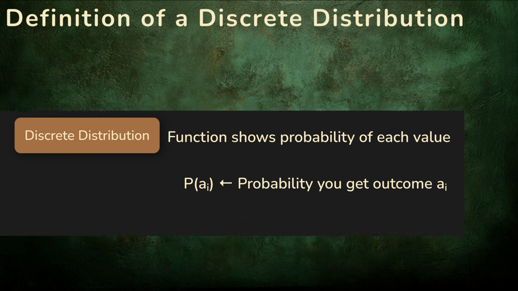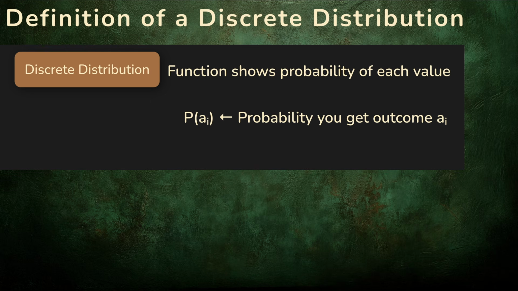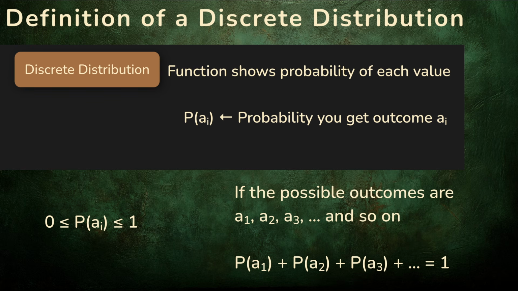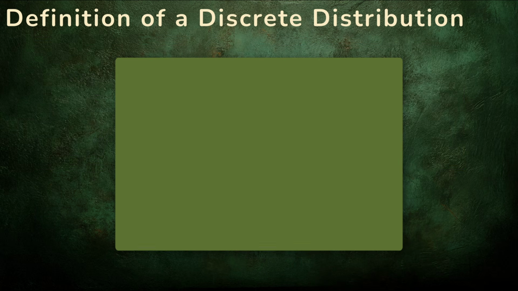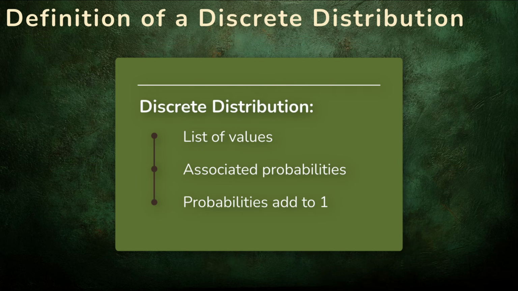Now here are the 2 rules that make this a valid probability distribution. First, every probability must be between 0 and 1. Second, and this is the big one, if you add up the probabilities of all possible outcomes, you must get 1. That's not optional. If they don't add to 1, it's not a probability distribution. To recap, a discrete distribution is a list of possible values, a probability attached to each one, and the guarantee that all those probabilities add up to 1.